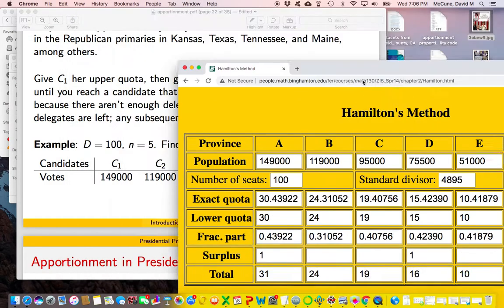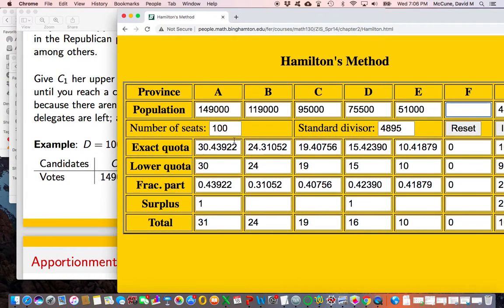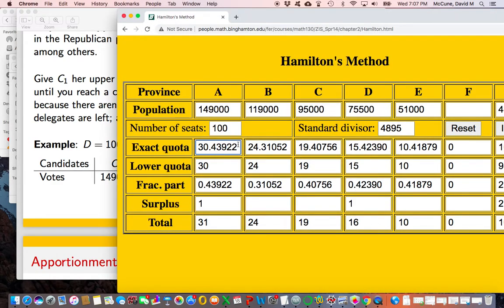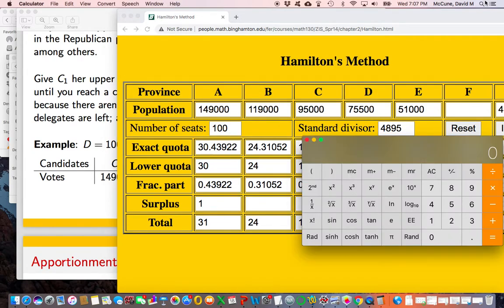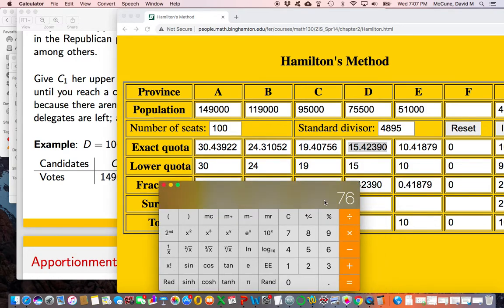So I think I have the same example here. That was smart of me. Okay. So candidate A, you would round this up, even though it doesn't round up like normal. But this method says give upper quota. So you round up to the nearest integer. So this would be a 31. Round up to 25, round up to 20, round up to 16. And I should have been keeping track here. Okay, so 31 plus 25 plus 20. There are 24 delegates left, so I can round this person up to 16. So I'm going to hand out 16 to them.